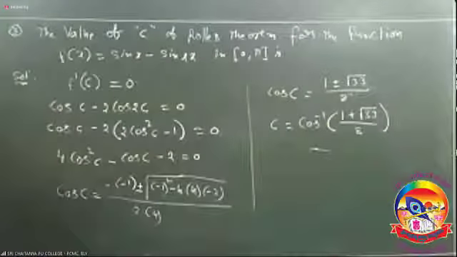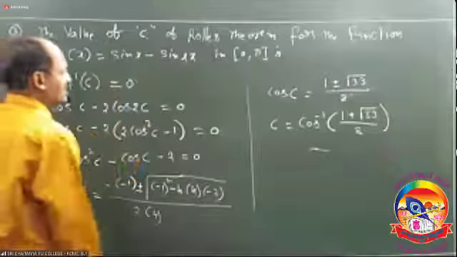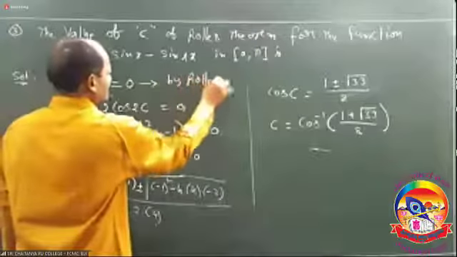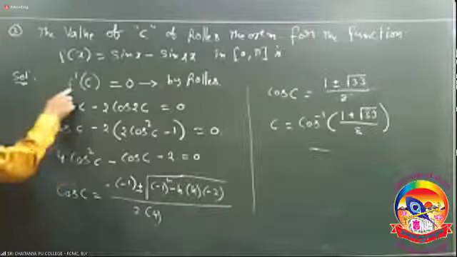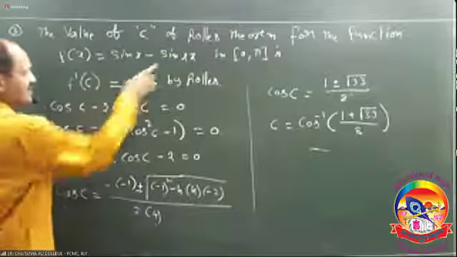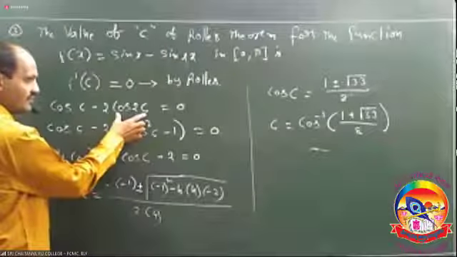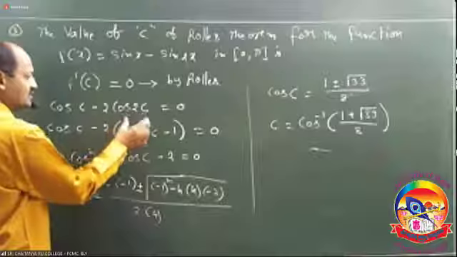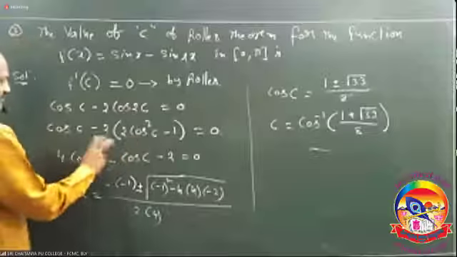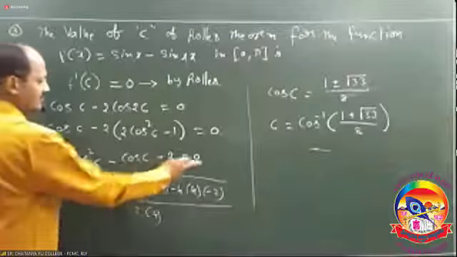Okay? Listen once again. The given function is f of x equal to sin x minus sin 2x, and by using Rolle's theorem, f dash of c is equal to 0. The derivative of sin is cos, minus the derivative of sin 2x, which is 2 cos 2x. Again, it is the cos 2 theta formula. You know that cos 2 theta is equal to 2 cos square theta minus 1. After calculation, we get 4 cos square c minus cos c minus 2 is equal to 0.